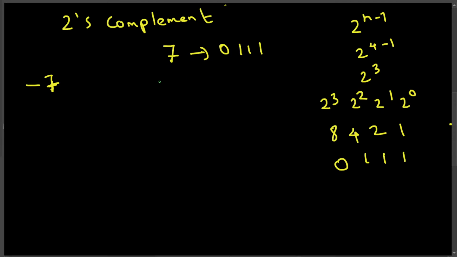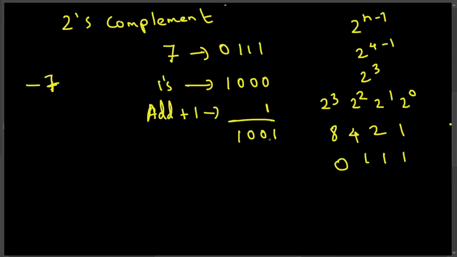Now what we do is we take the 1's complement. 1's complement is actually the flip of this. Like we change the zeros into 1 and we change the 1's into 0. So this is going to be 1, 0, 0, 0. And to find the 2's complement, what we do is we add 1 to this. That's going to give us 2's complement. 1, 0, 0, 1. And that is 2's complement. And this one represents -7. So -7 is equivalent to 1, 0, 0, 1.